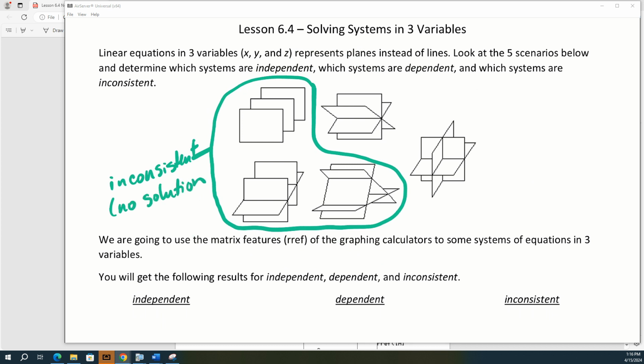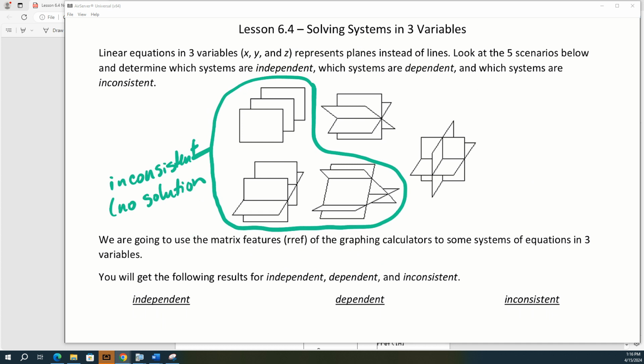They cross each other, but they never all three cross at the same place. Sometimes they're parallel planes and they don't cross at all. Inconsistent, yes. And sometimes some of them cross and some of them don't. Okay, so that's the inconsistent system.